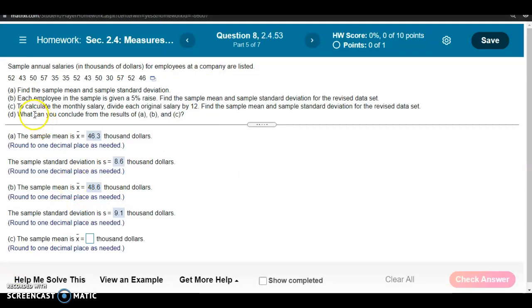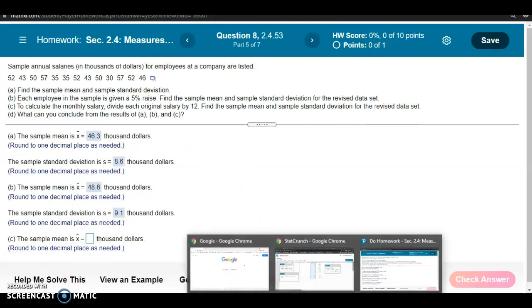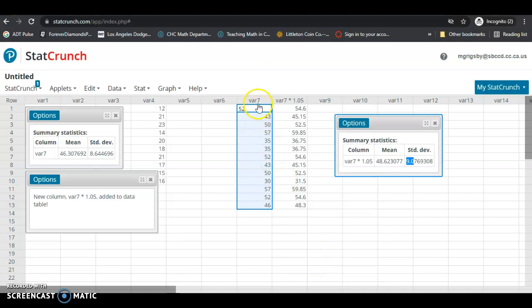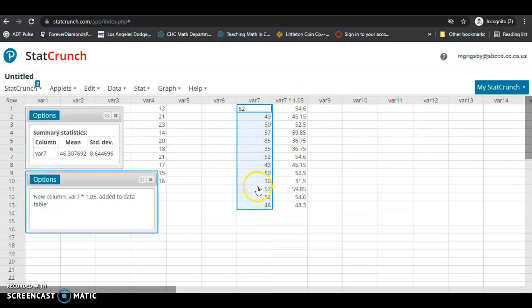In part C it says, to calculate the monthly salary, divide each original salary by 12, and then find the sample mean and sample standard deviation for the revised data set. So what we're going to do is go back to StatCrunch. You want to take the data values in here, which are the employees' current salaries, and we're going to divide them by 12.